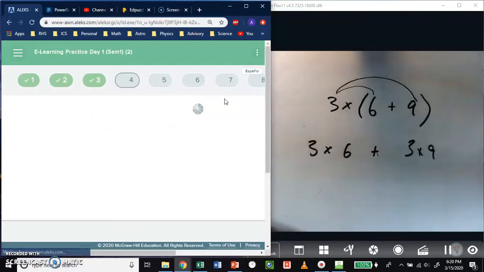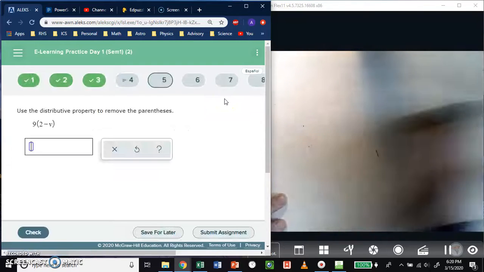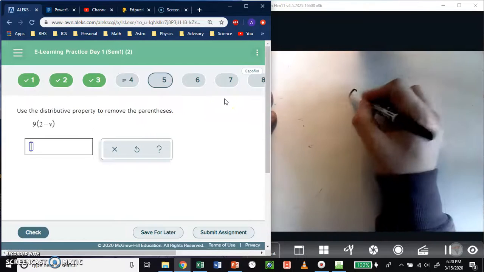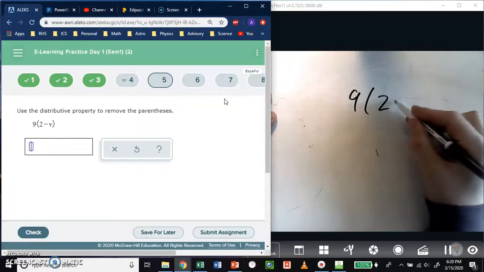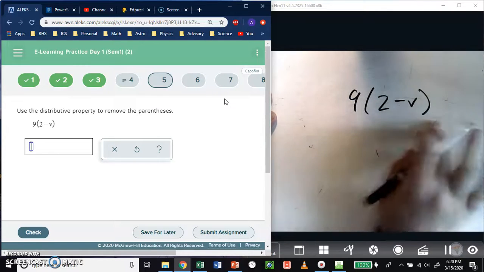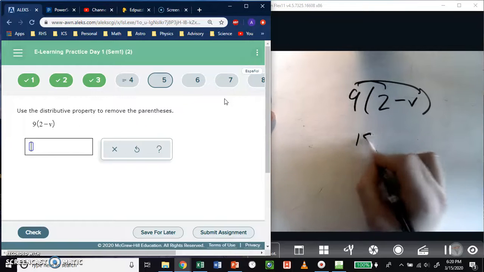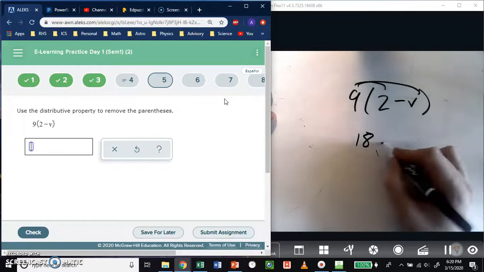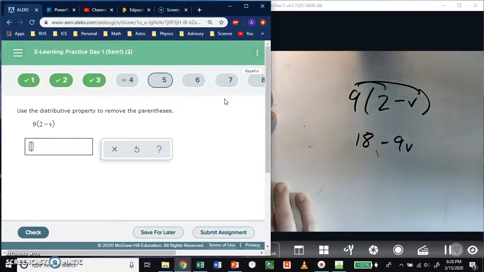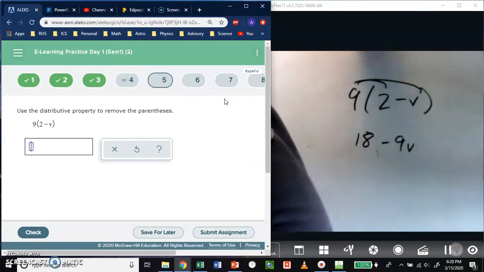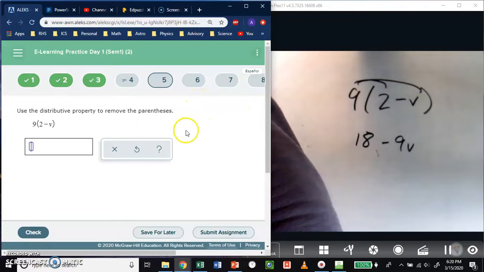That's how they want you to fill that in. So putting that into practice, you're going to do that like here. So 9 times 2 minus v, all in parentheses. You'll simply do 9 times 2, which is 18, and 9 times negative v, which is negative 9v. So all of this should feel pretty familiar. We're just doing a little bit of review. It's going to be helpful, hopefully, for your Algebra 1 class.